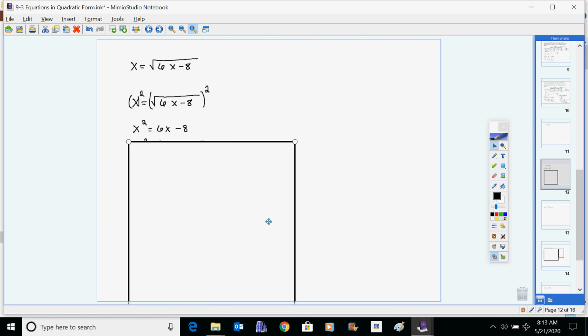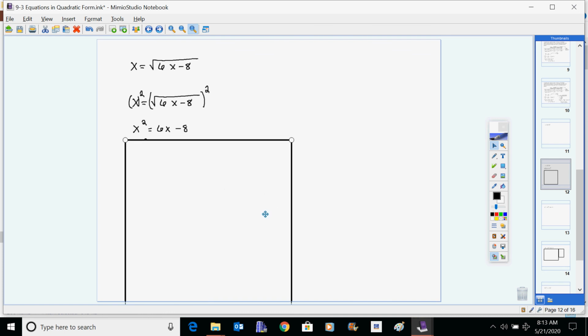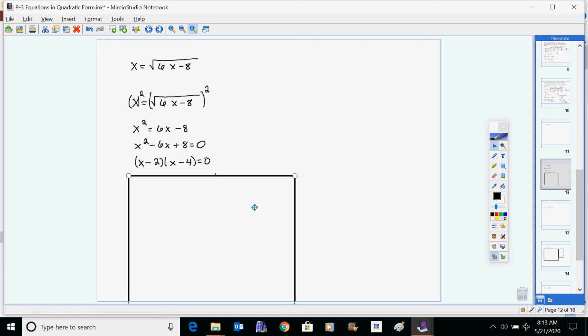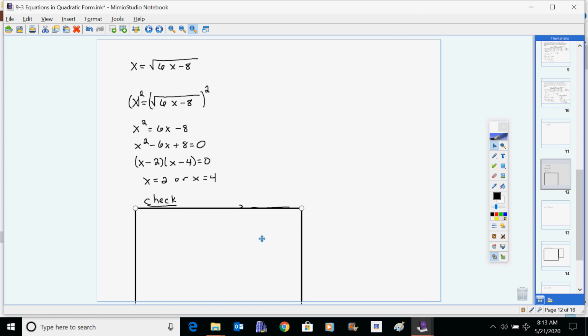And we square both sides. We want to use the idea of a quadratic equation. We can check for factors. -2 and -4 look great for that. So x is 2 or x equals 4.